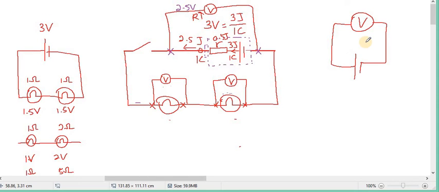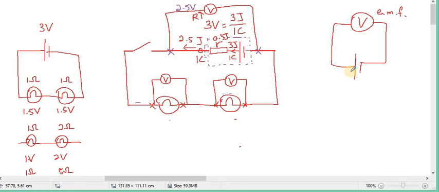Get the idea? Okay, I repeat. Why is it that if you take the voltmeter and connect it straight to the dry cell, the reading of the voltmeter will show the electromotive force? Because the resistance of the voltmeter is extremely high.